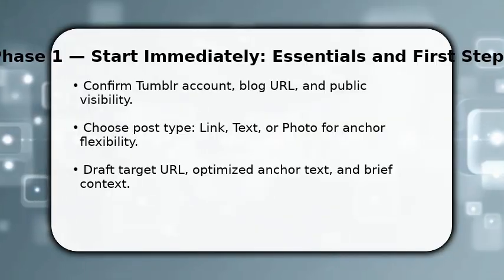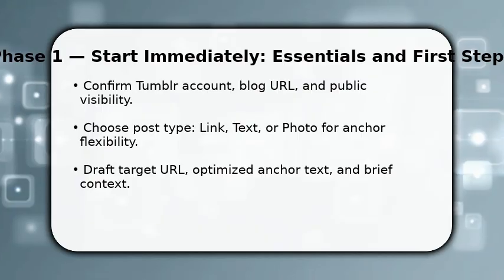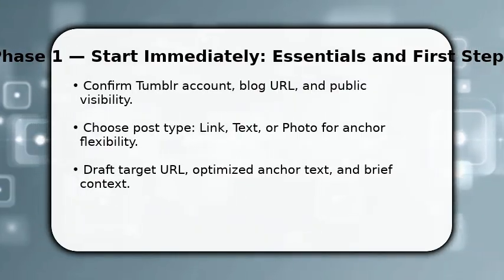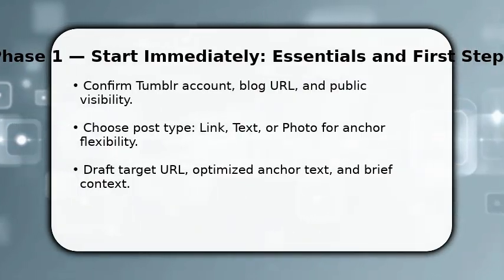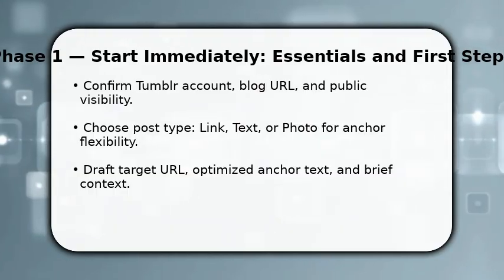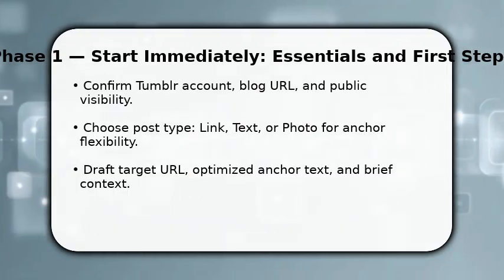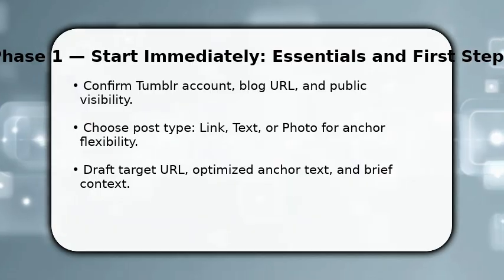You begin by opening your Tumblr dashboard and selecting the blog you'll use. Make sure it's public so backlinks are indexable. Next, pick the post type. Link works best for a clear backlink, but text or photo posts let you embed anchor text naturally.